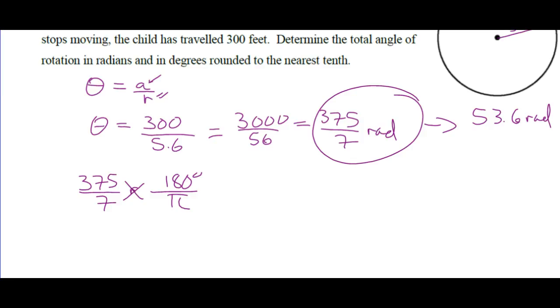So what do we get? 3071 point. No? I got 3069. Yeah. 3069.4 degrees. So that's 360. It's a little shy of 10 times around, but that's what we were figuring. Somewhere in there, right? You take 53.6 divided by 2 pi. It's going to be a little bit shy of 10 times around.